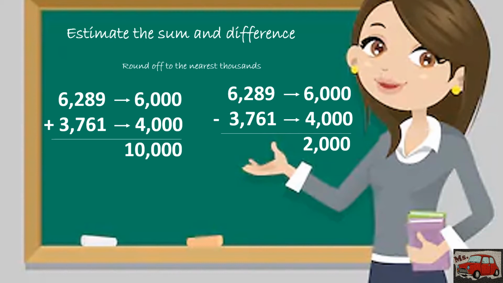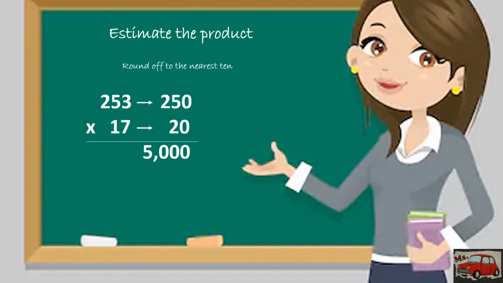So, kung kukunin natin yung estimated difference, i-minus lang din natin si 6,000 tsaka si 4,000. So, the answer is 2,000. Okay, so let's estimate the product. So, in this case, I have 253 times 17.